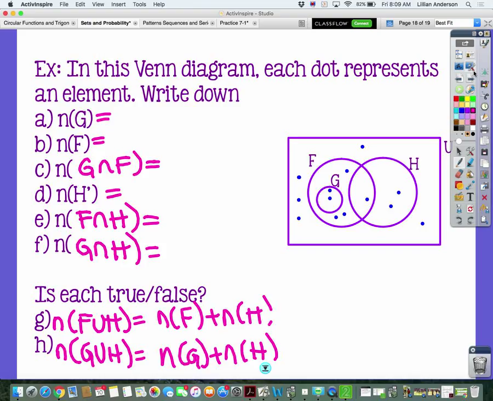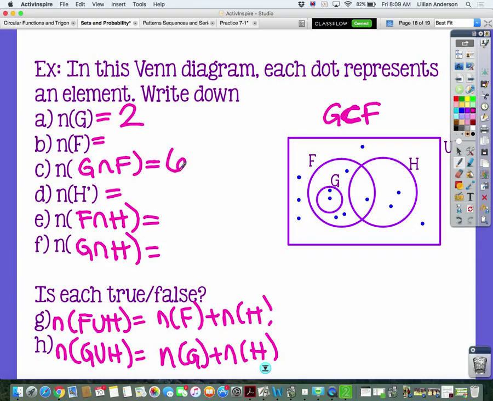So we're looking here. How many? So basically, it's asking how many dots are in G. Well, there are 2 dots in G. Simple enough. The next one is asking you N of F. How many dots are in F? Well, here's all of F. And even though G lies in F, G is considered a subset of F because all the elements, and actually, I wrote that wrong. All the elements in G are also in F. So you can include the dots that are in G because they are in F.